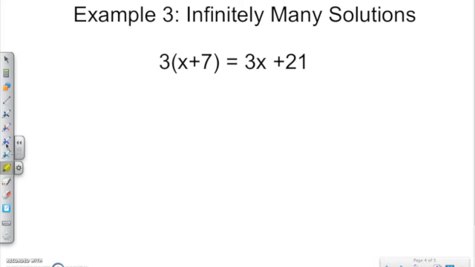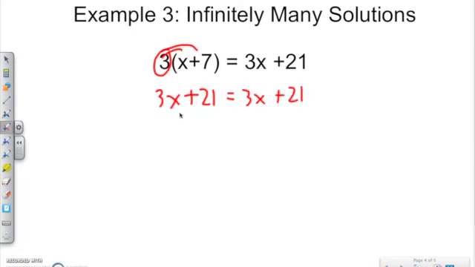All right, the other situation I was referring to earlier where your x's may cancel is where we have infinitely many solutions. I'm going to go ahead and solve this problem. I'm going to distribute the 3. I'm going to get 3 times x, which is 3x, and 3 times 7, which is 21. And on the other side, I'm going to get 3x plus 21. So again, I'm going to move my variables to one side. This time, I'll just go ahead and move them to the left.